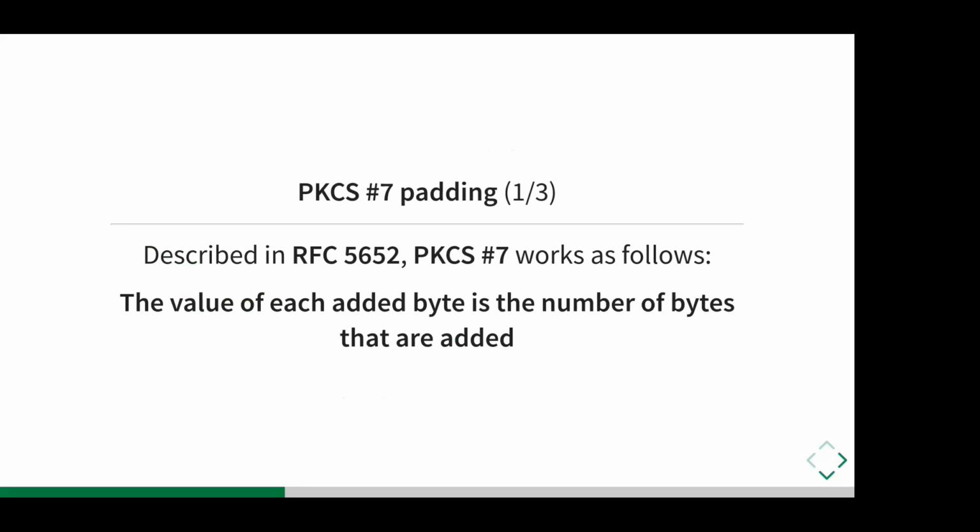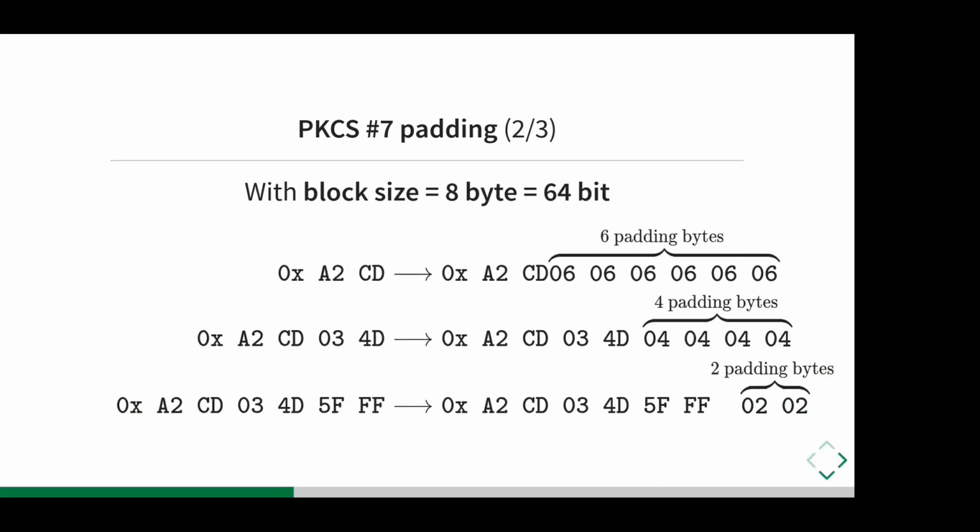It is introduced in RFC 5652, and it says the value of each added byte at the end is the number of bytes that are added. So, for example, suppose that we have a block size of 8 bytes. In this first one, I have only 2 bytes of plain text. This means that I need to add 6 bytes, and the value of each byte is going to be 06, because it is the number of bytes that I add. 2 plus 6 is equal to 8, and I'm good.